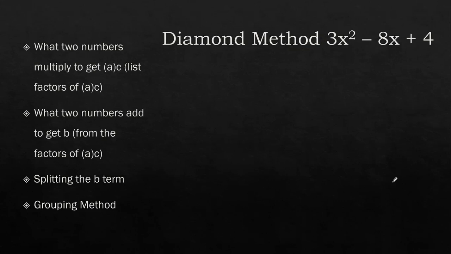All right, so what's my A term? Just the 3. Yes, just the coefficient. What's my B term? Negative 8. And what's my C term? 4.